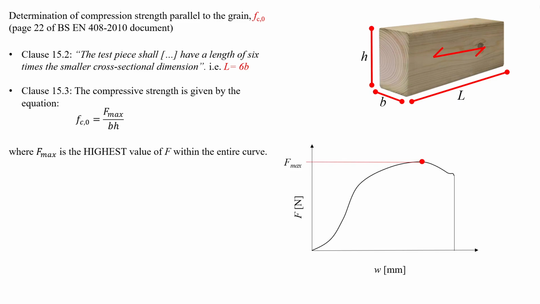So that's our Fmax, quite easy. But our compressive strength is given by this equation here. All it is is Fmax divided by breadth times height, or the area. So essentially it's Fmax over that area, and that gives us the strength. That's the ultimate limit state strength.